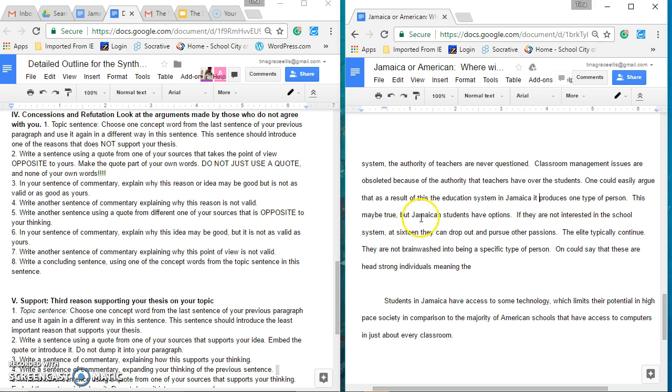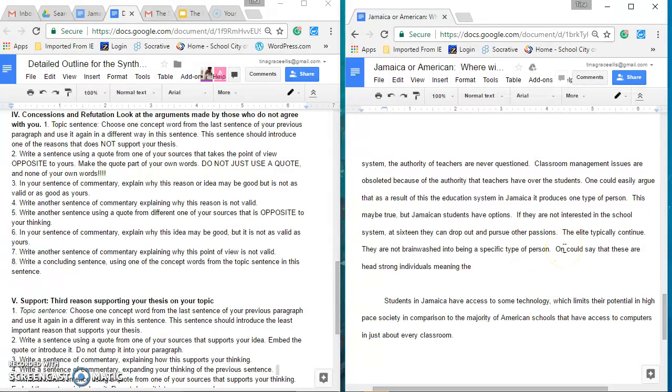This may be true, but Jamaican students have options. This is where my refutation is now coming into play. So I agreed that both the Jamaican system and the American system tries to produce one type of person, but I disagree with it, and this is how I make that claim. If they are not interested in the school system, at 16 they can drop out and pursue other passions. The elite typically continue. They are not brainwashed into being a specific type of person.